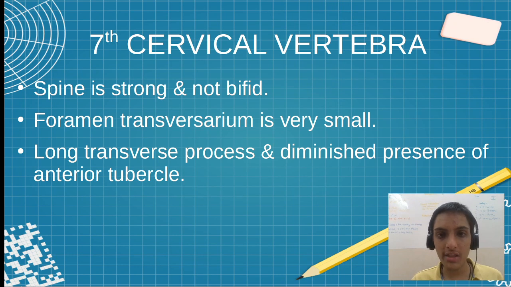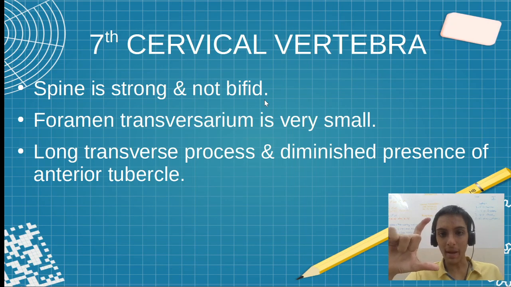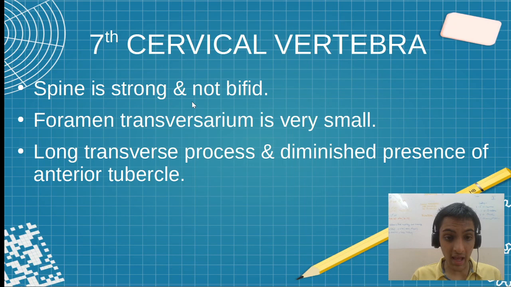Now, what are the features associated with the 7th cervical vertebra? The spine is strong and not bifid. So it is a unifid spine, that means it's only a single spine. There is no bifurcation. And next, the foramen transversarium is very small.